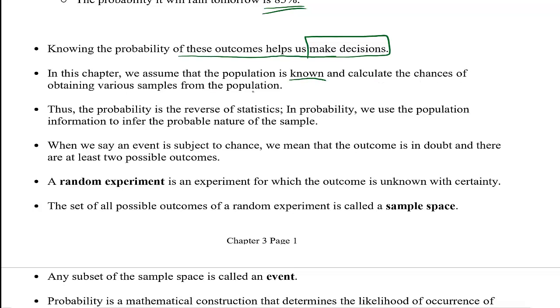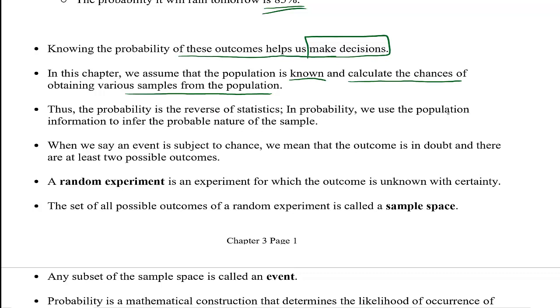In this chapter we assume that the population is known and calculate the chances of obtaining various samples from the population. في هذه الوحدة راح نفترض أن المجتمع معلوم، عكس الوحدة السابقة كان المجتمع unknown. But in this chapter we assume the population is known وبنحسب حصة ظهور عينة ما من هذا المجتمع. Thus the probability is the reverse of statistics. وبالتالي فإن الاحتمال هو عكس الإحصاء.